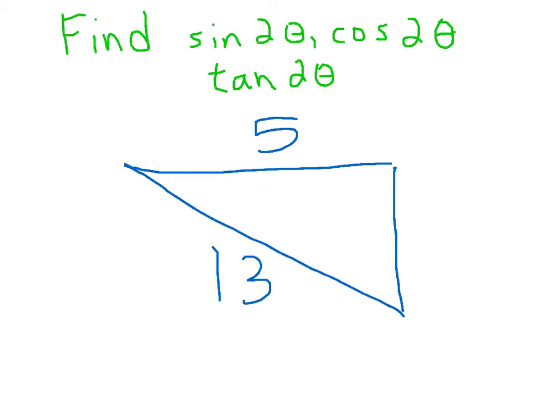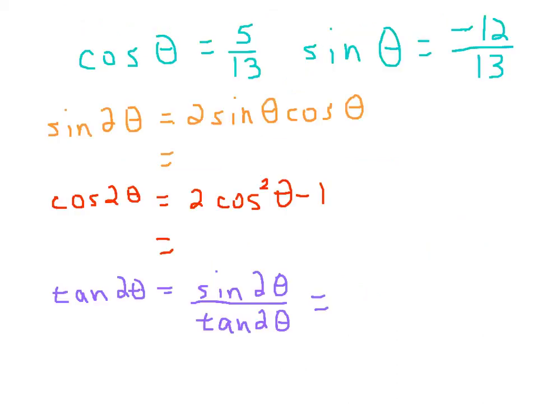We need to use the Pythagorean theorem to determine the length of our other side. Obviously this isn't drawn to scale, but if I take 5 and square it, I get 25. 13 squared is 169. The difference between those two numbers is 144. So the opposite side is the square root of 144, or 12 units. I've got a 5, 12, 13 triangle. It's actually one of the special triangles. Let's use that information now to figure out what our double angle identities are equal to.